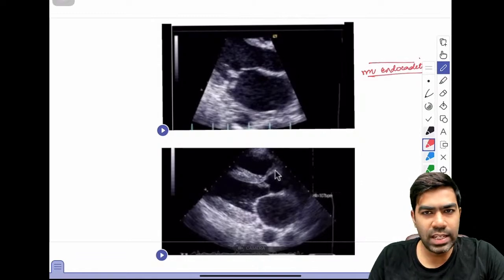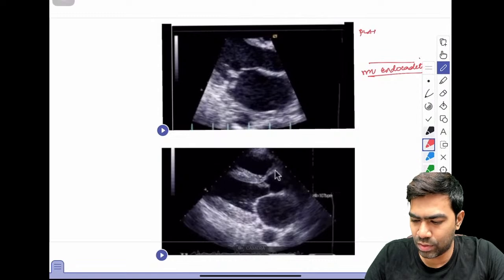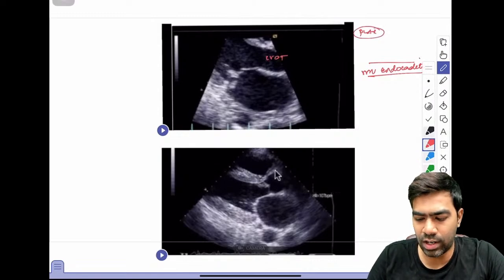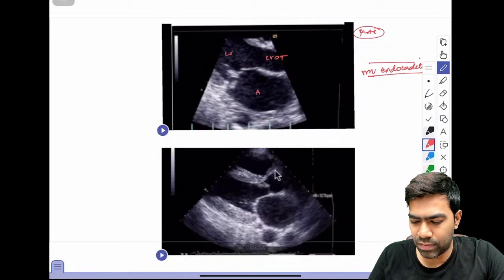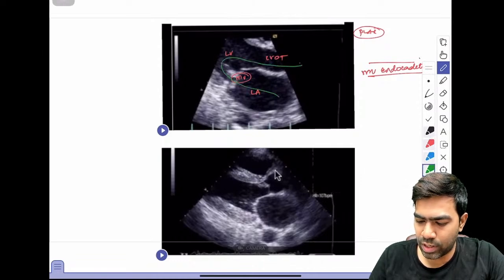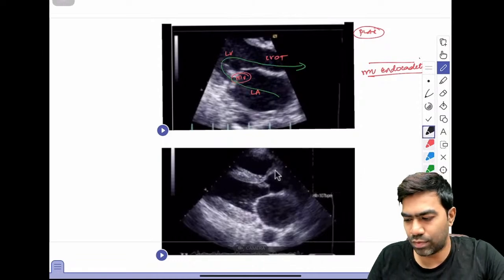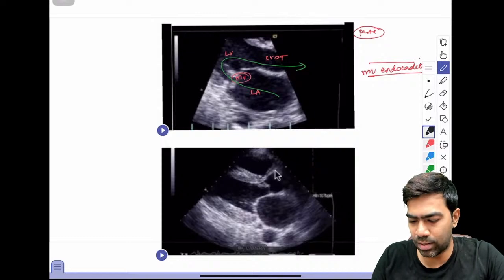The view we are seeing here is the parasternal long axis view, as you know. This is the left ventricular outflow tract, this is the left ventricle itself, this is the left atrium, and this is the mitral valve. So the blood movement will be like this, and it goes out like this. I'm just describing the view over here.